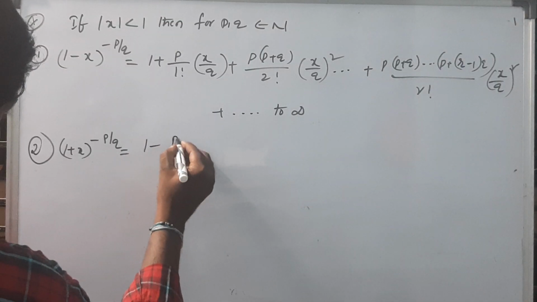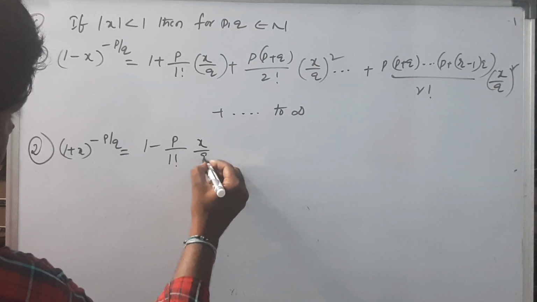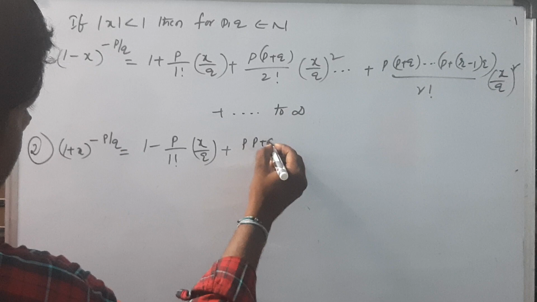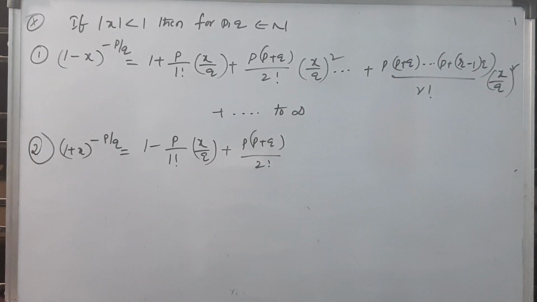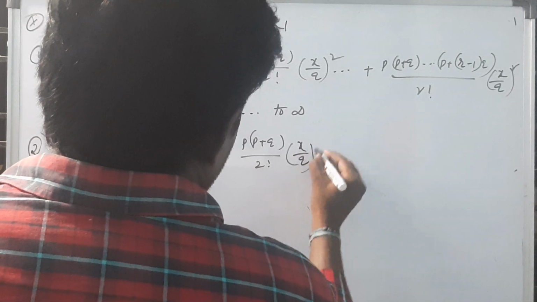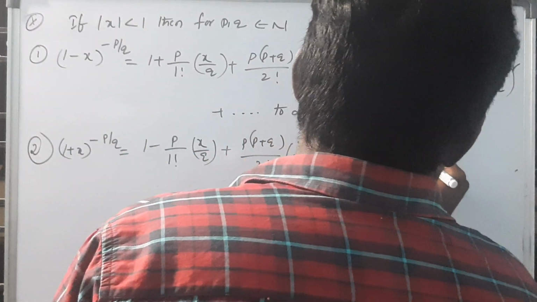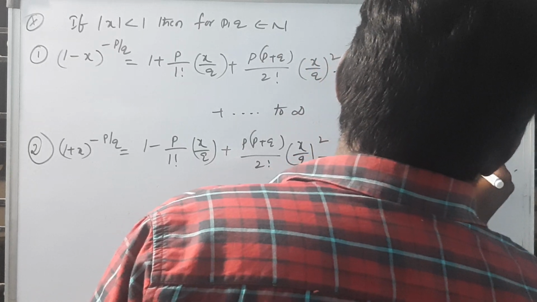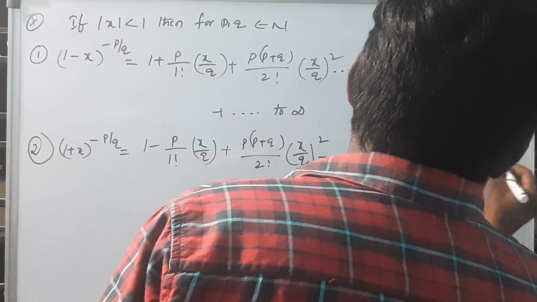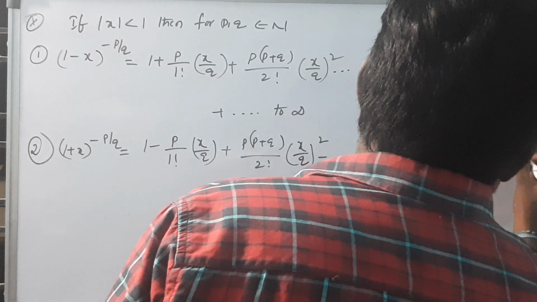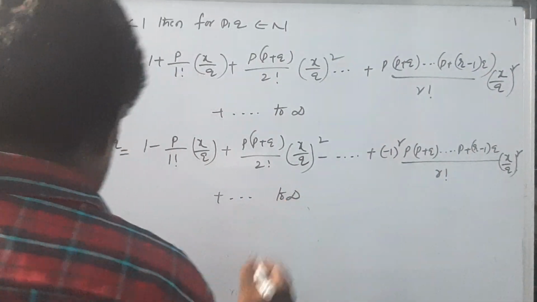See next one. (1 plus x) whole power minus p by q is equal to 1 minus p by 1 factorial into x by q, plus p into (p plus q) by 2 factorial into (x by q) whole square, minus and so on, plus (minus 1) power r into p into (p plus q) and so on up to (p plus (r minus 1) q) by r factorial into (x by q) whole power r, plus and so on to infinity.